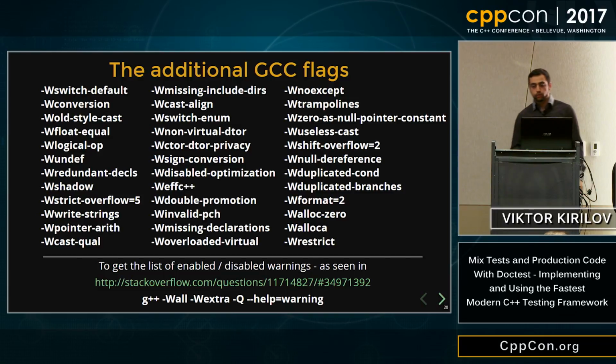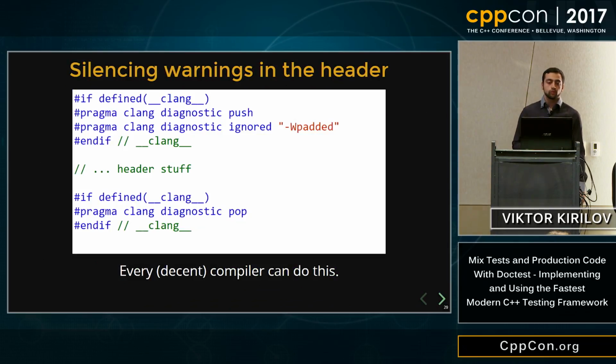These are the other flags, which are pretty hard to track down, but there is a trick to see which warnings are left enabled or disabled after you have passed all, for example. And the line at the bottom is exactly that. These slides will be available later on the internet, so you can copy this line later.